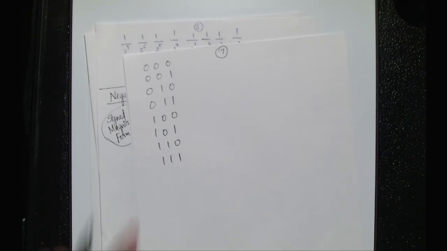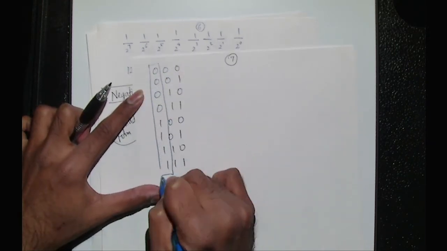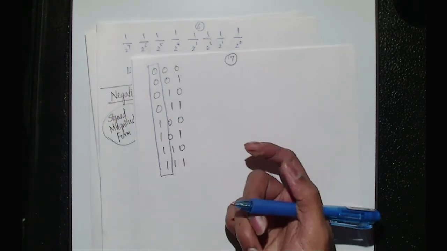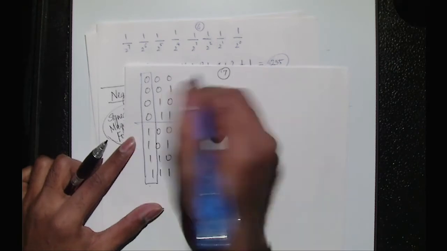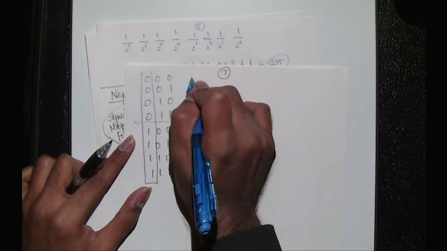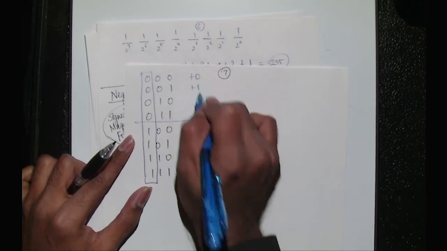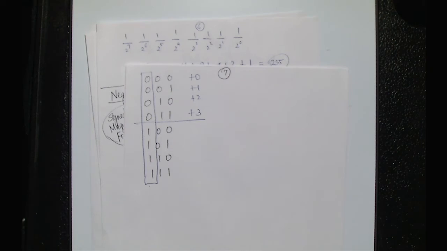Okay, in the second scheme, again, they did the same thing. They had the MSB for the sign. And for the positive numbers, again, it worked similarly. So if it is a positive number, then this becomes plus 0, plus 1, plus 2, and plus 3.